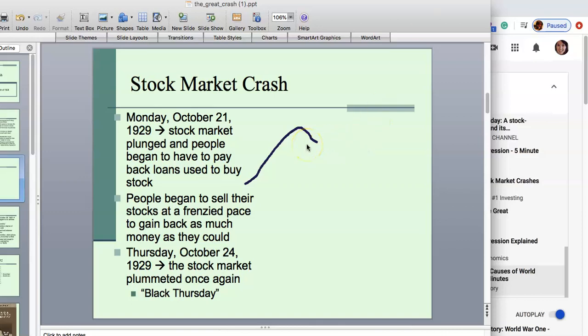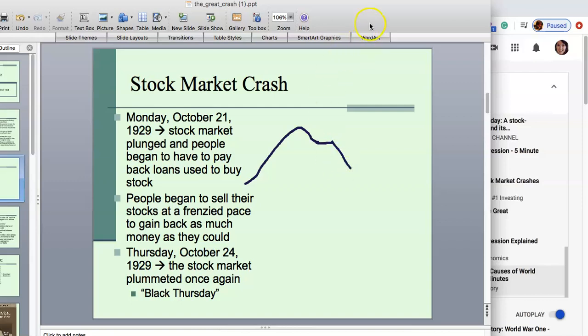we now get to the point where we have our little blip right here. So at this point, people now begin to freak out, and they're going to start selling their stocks at any price that they can think of. And so by the time we get to Thursday, October 24th, it kind of looked like this, and then we get to Thursday, October 24th, right here, the stock market plunges again.